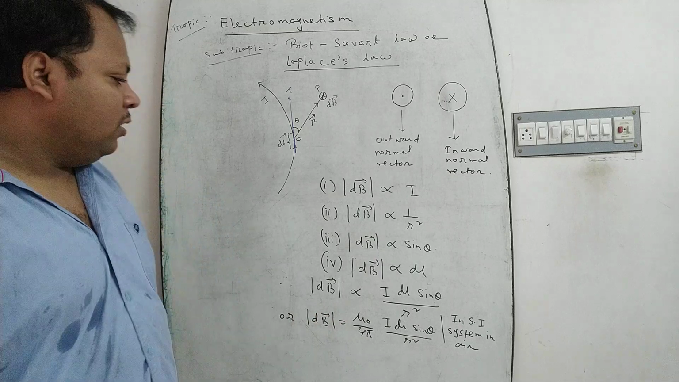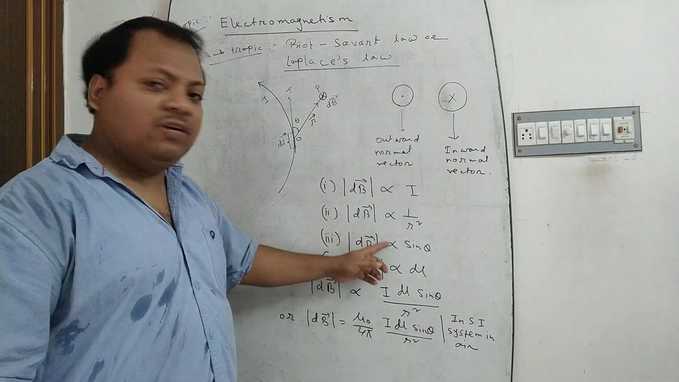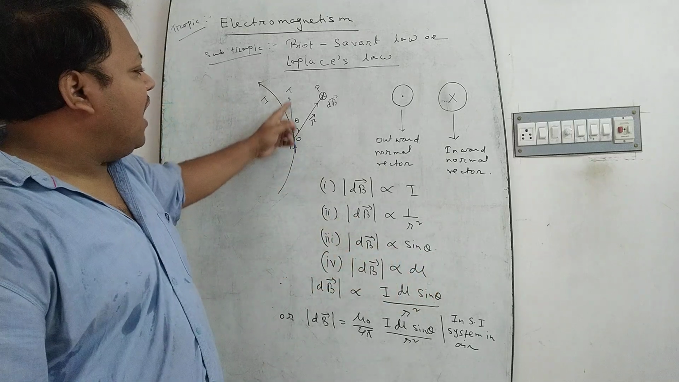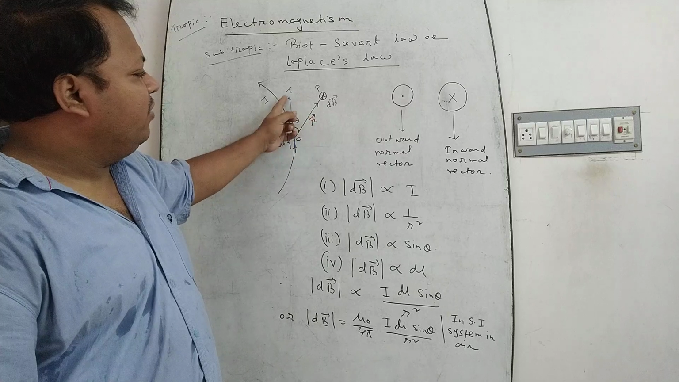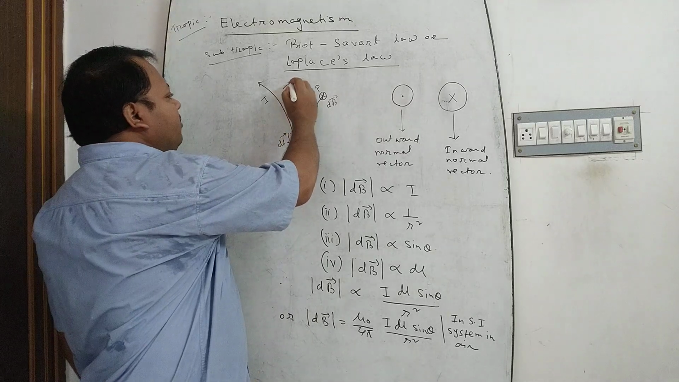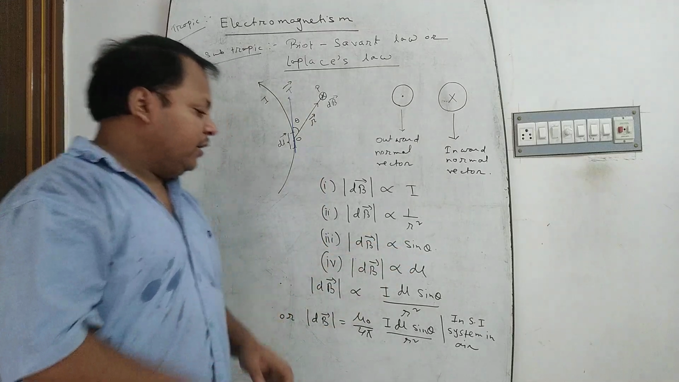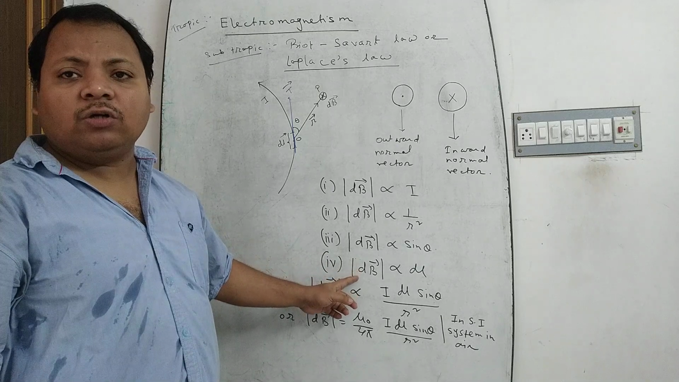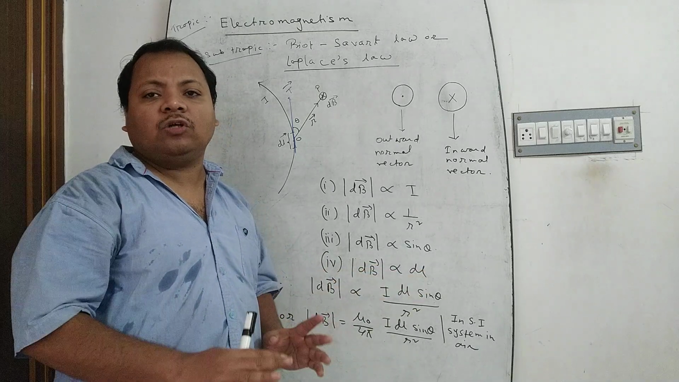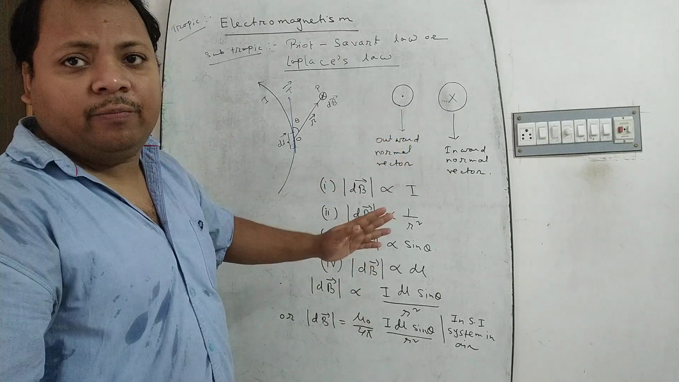Third, the magnitude of dB is directly proportional to sine theta, where theta is the angle between the T vector and the r vector. And last, the magnitude of dB is directly proportional to dl. That is, the magnitude of the induced magnetic field is directly proportional to the length of the wire.